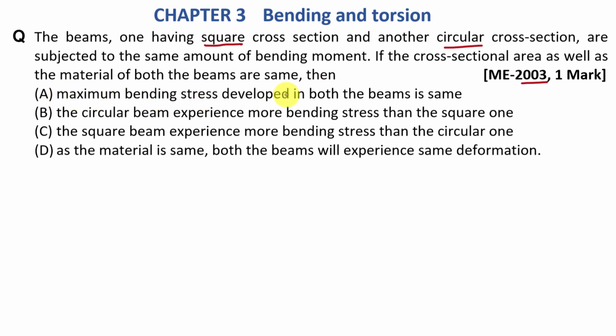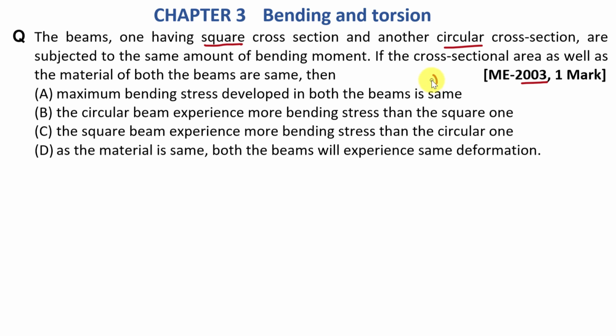maximum bending stress developed in both the beams is same. Option B, the circular beam experiences more bending stress than the square one. Option C, the square beam experiences more bending stress than the circular one. And option D, as the material is same, both the beams will experience same deformation.